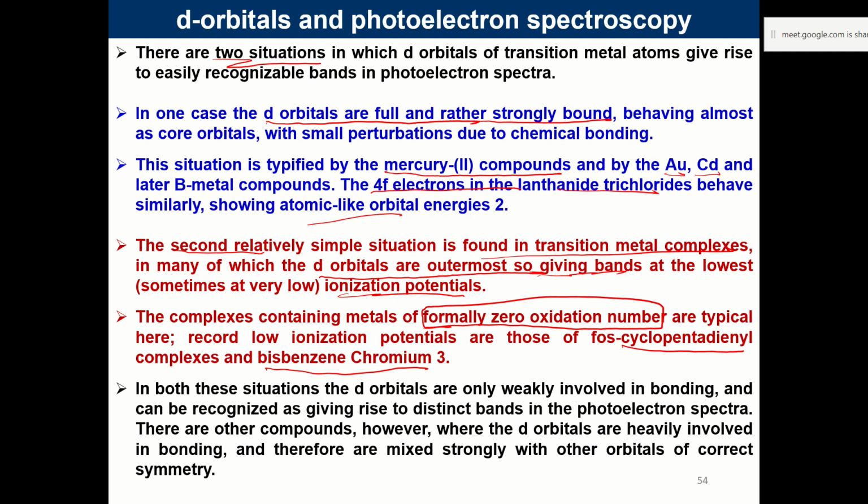So in both these situations that we are discussing, d orbitals are only weakly involved in bonding. So a common term that we can use here is that the d orbitals are almost negligibly or weakly involved in bonding. There this kind of technique, photoelectron spectroscopy, is useful. When they are not involved in bonding, they give distinct bands in the photoelectron spectra which can be easily recognized and assigned to those d orbitals.